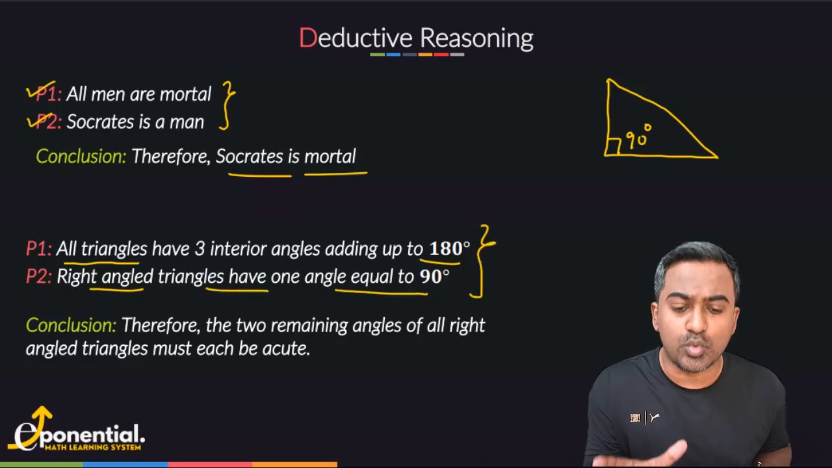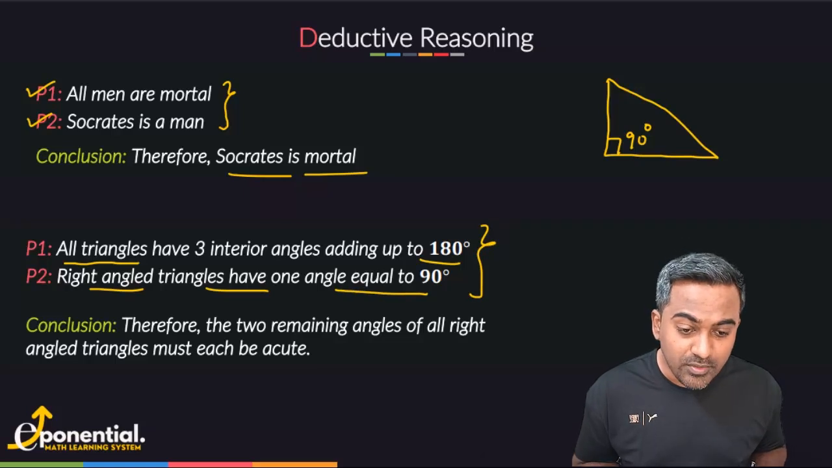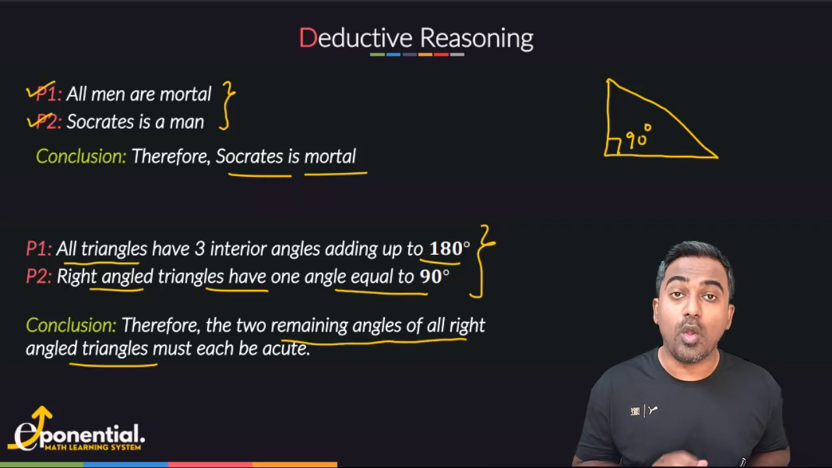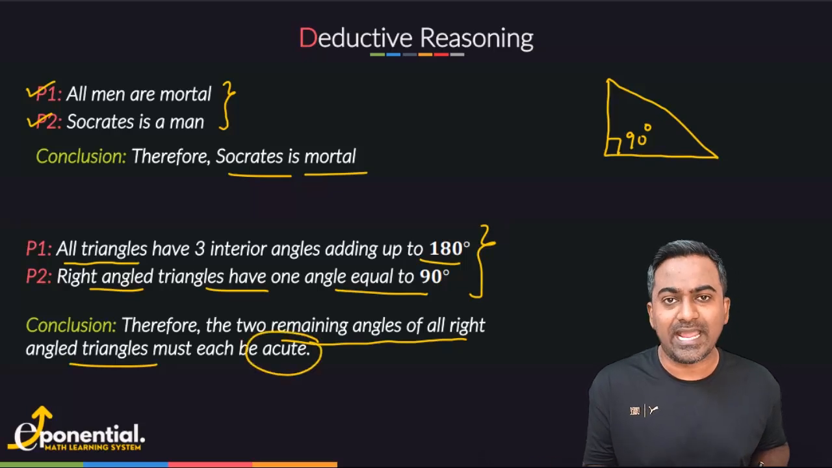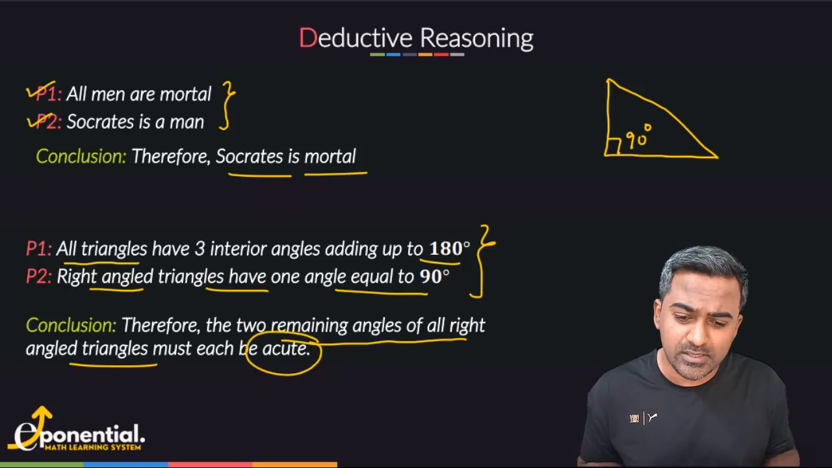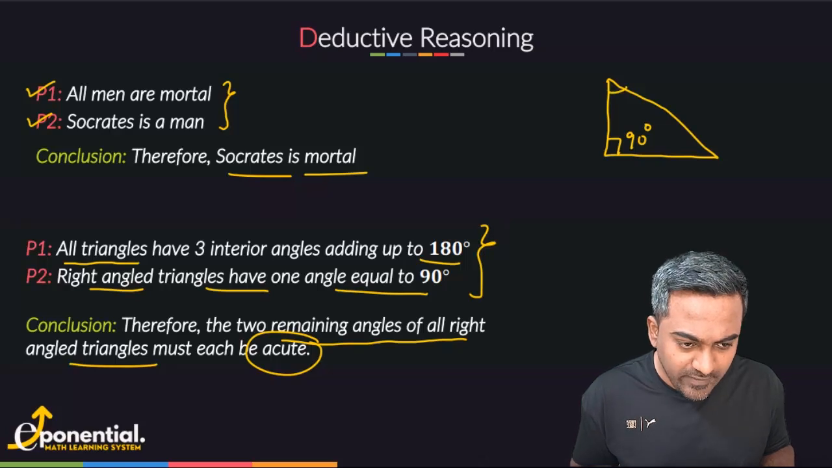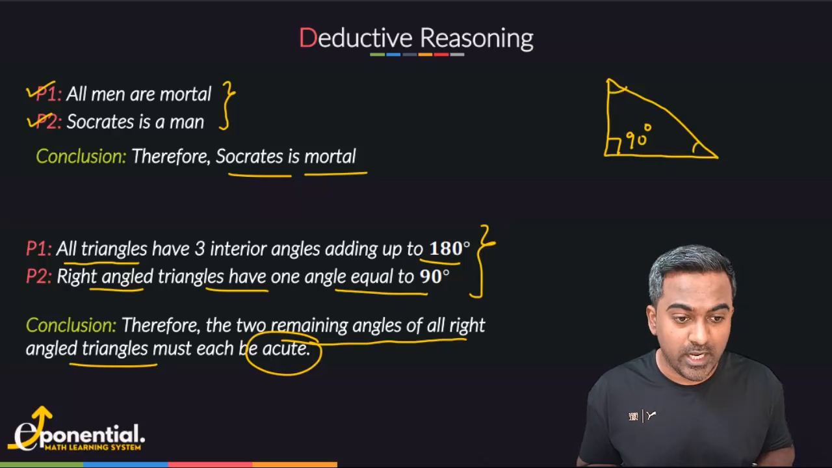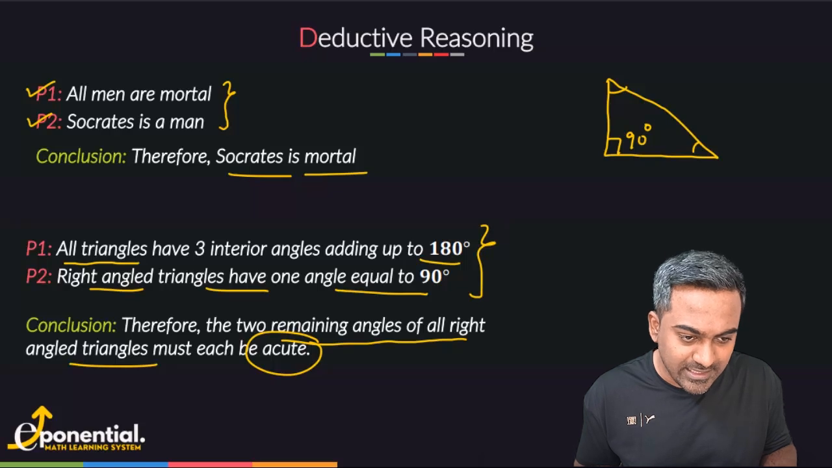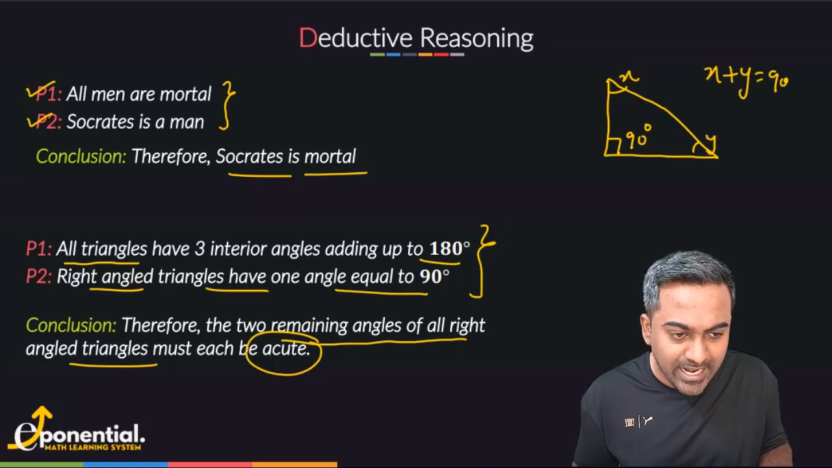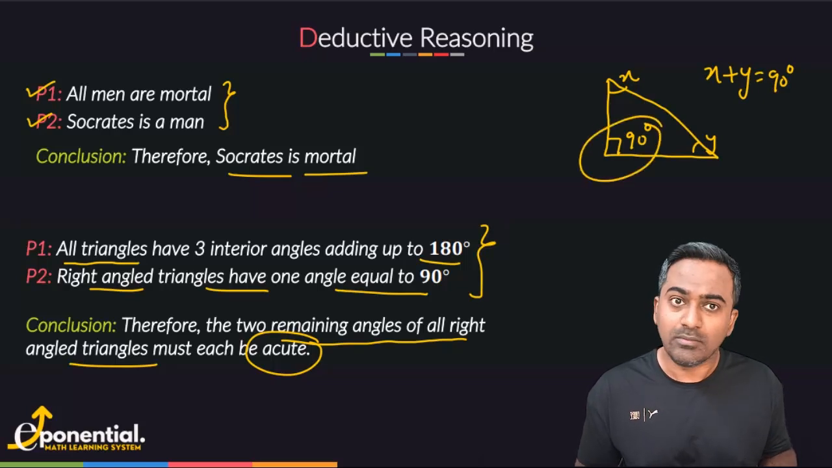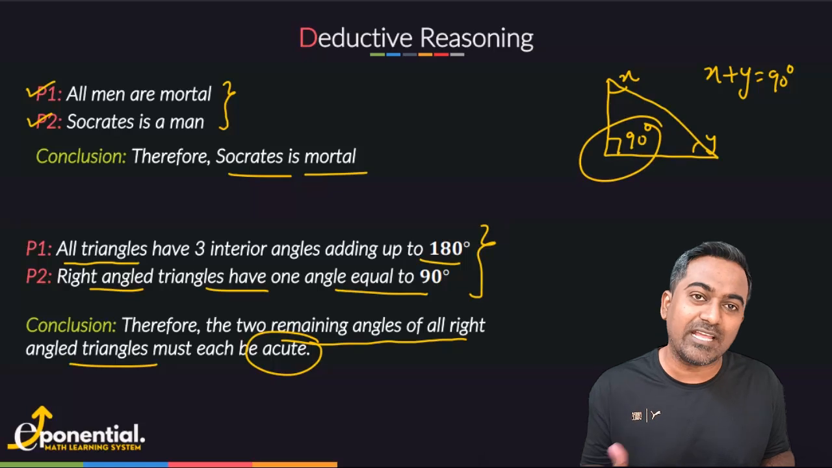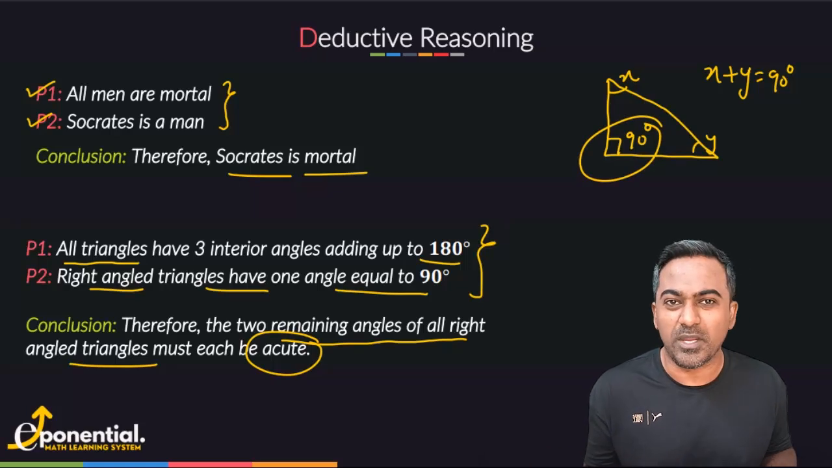Now, based on these two, I can conclude that the two remaining angles of all right angle triangles must be acute. What is an acute angle? An acute angle is an angle less than 90. Why do you think this conclusion has to be true? Because, using these two supporting arguments, let's suppose this is angle X and this is angle Y. Angle X and angle Y must together add up to 90 degrees because the remaining 90-degree angle is here, right? So they have to be less than 90, because if one angle is more than 90, it's not going to be a triangle at all.